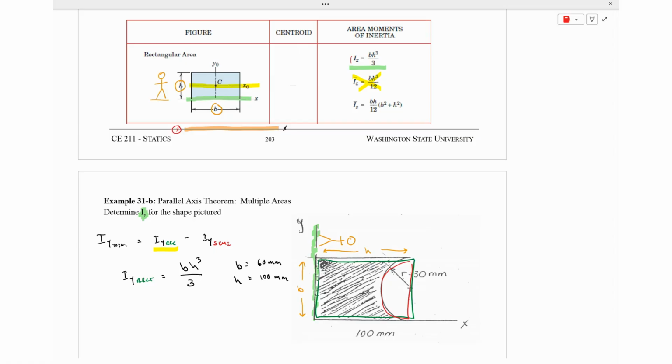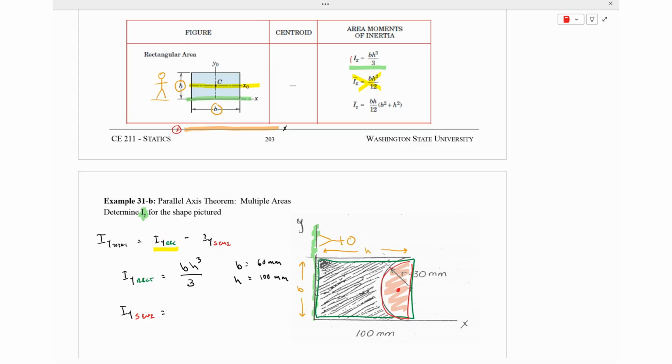Okay, now we're going to build out the IY of the semicircle. And this is where it gets a little tricky. That semicircle, again, we're looking at this shape right here. If we looked at the centroid, it's right there.